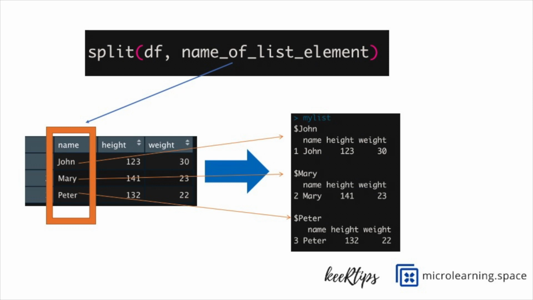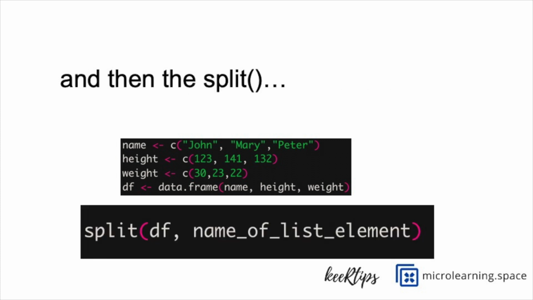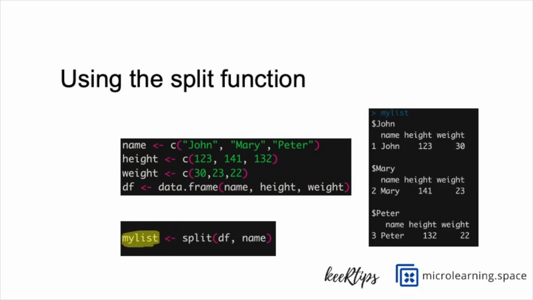Let's look at a full example of how this function can be used. We start by creating the data frame for this example. It will contain details about name, height and weight for the three cases. Once we have the data frame, we will put in the two arguments in the split function. We will call our new list, MyList.